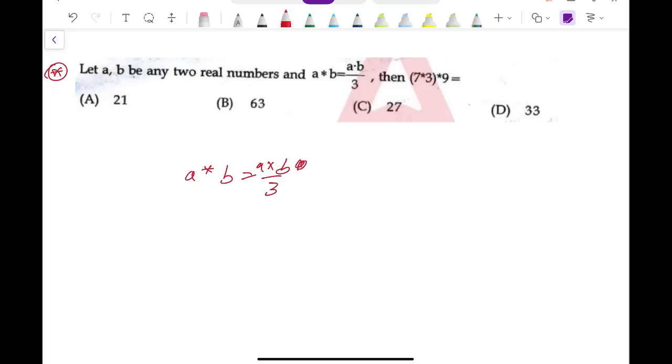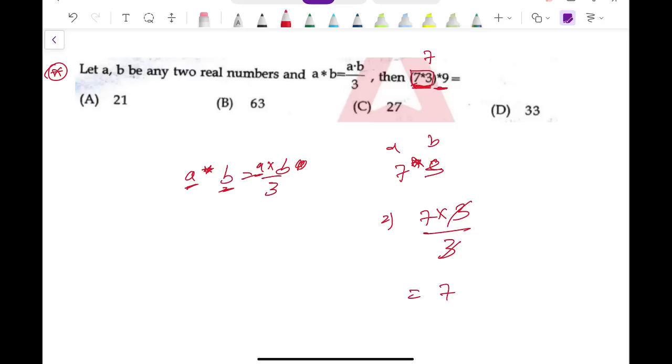So if you look here, you break each down one at a time. So 7 star 3. Star, a star b is a into b divided by 3. 7 star 3 means 7 into 3 divided by 3. This is a, this is b, right? 3 cancels, that means 7. So 7 star 3, I'm getting 7.